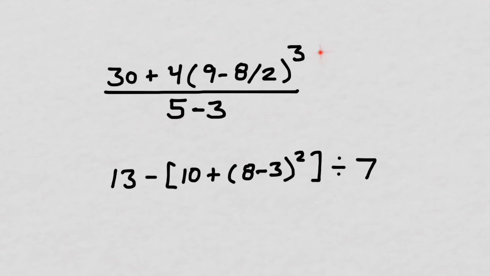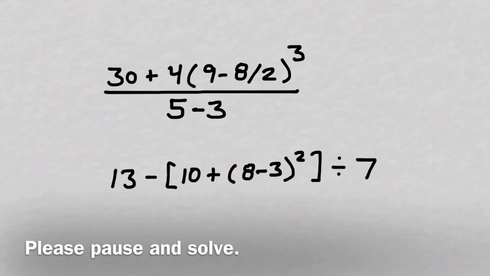So here we go. The first one is 30 plus 4 times 9 minus 8 divided by 2 raised to the third power, and all of that is over 5 minus 3. And in the bottom we have 13 minus, in brackets, 10 plus 8 minus 3 squared divided by 7. So pause the video for a second, try to work out your answers to those.